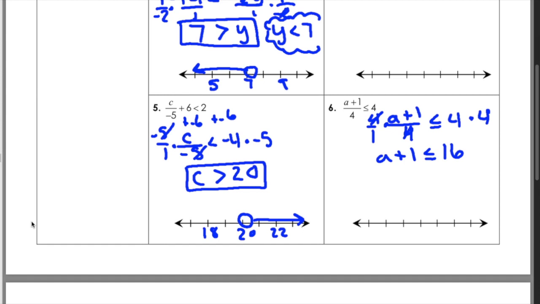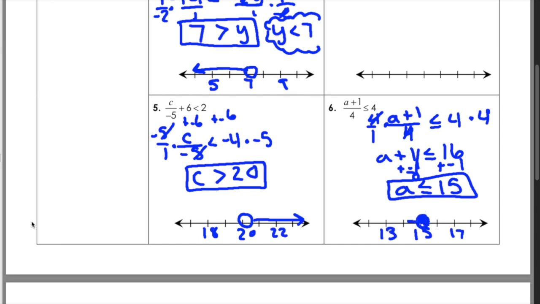Now I can get rid of the 1 and add negative 1 to both sides. And a is less than or equal to 15. And that is our final solution here. So put 15 in the middle, 17, 13. Less than or equal to means that it's a closed circle, and our arrow is to the right. Sorry, to the left. Everything less than 15 is to the left. So a is less than or equal to 15. Draw the arrow to the left.